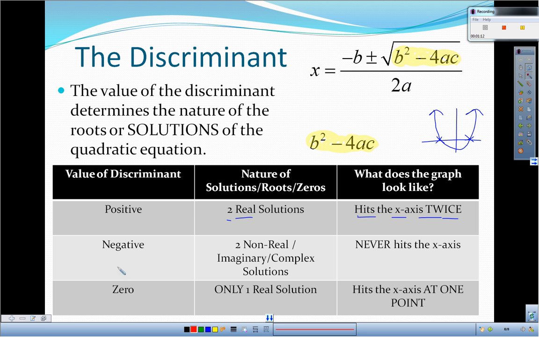Well, what about if your discriminant is negative? Then that means your two answers are not real. In other words, imaginary or complex. What that means graphically is your quadratic function never crosses the x-axis. And then finally, if your value of the discriminant is 0, that means you only have one distinct solution, which means that your quadratic function only hits the x-axis at one point. So that is what the discriminant means. So it's nothing new, it's just we're giving a vocabulary word to a definition that we have.